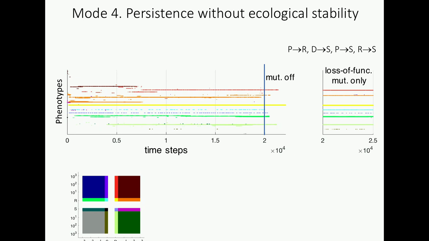Now, I want to emphasize that this is not a neutrally maintained community, because you have coexistence of strains that cannot be recreated by these loss of function mutations, okay? But their stability is maintained by the loss of function mutation. So we have this strange persistence without ecological stability. Okay, and then we have some other modes.